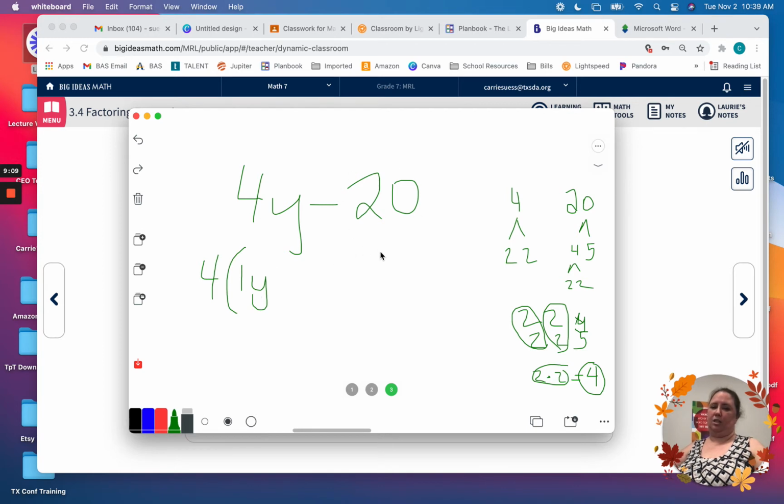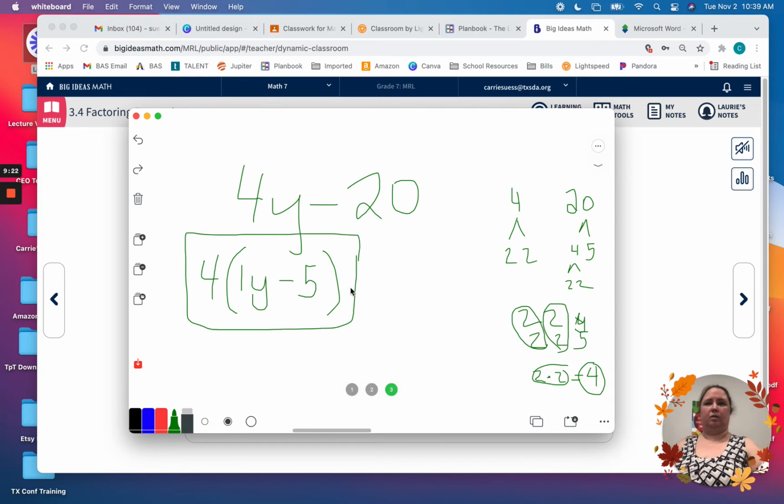Now I look at this term. What is 20 divided by 4? 5. And you're done. You don't have to put the 1. I'm doing that for those of you who yelled 0. Because 4 divided by 4 is 1. Now, can I leave this blank and just put the y? Yes.